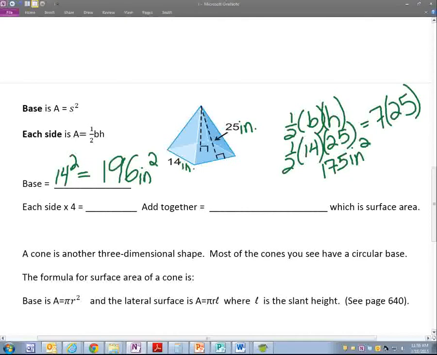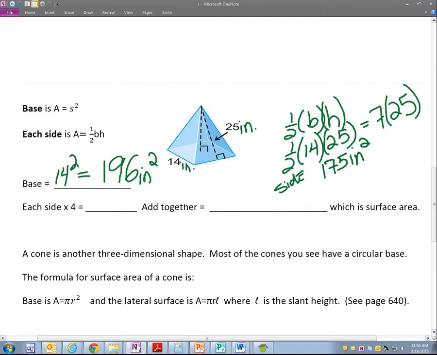Okay, so I have now had the sides. That's just one side. So I have to do 175 times 4 because I only took care of one of the sides. You added them together and got it, okay. Because we had to multiply it by 4. You see how this square pyramid has 4 sides? That's why we had to multiply it by 4 to get them all together.